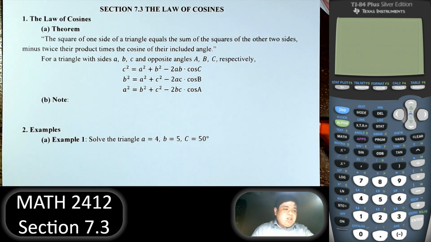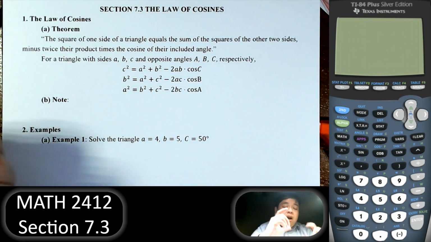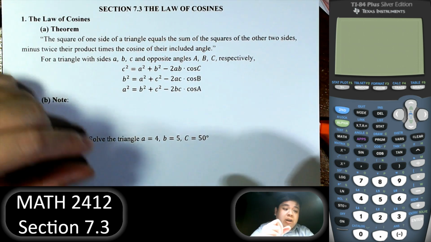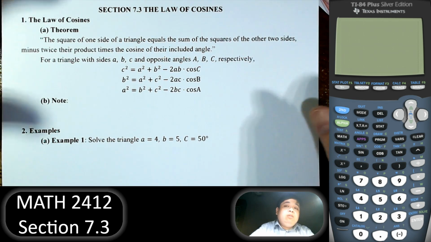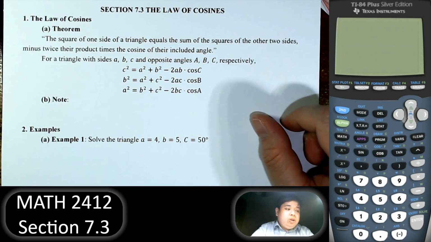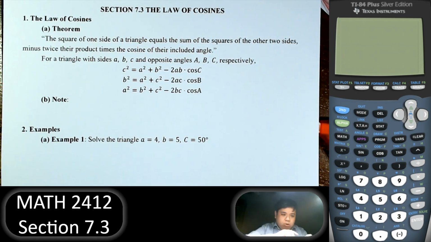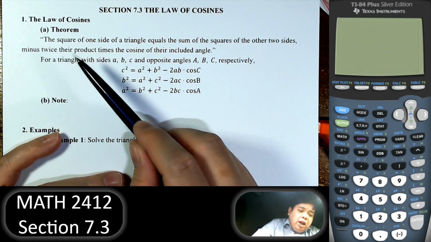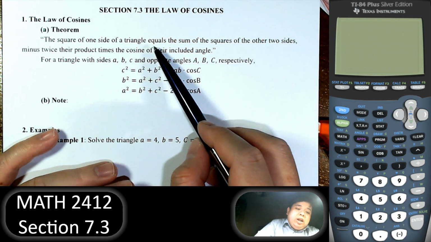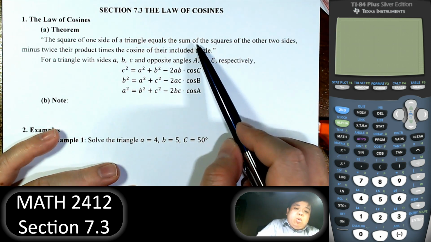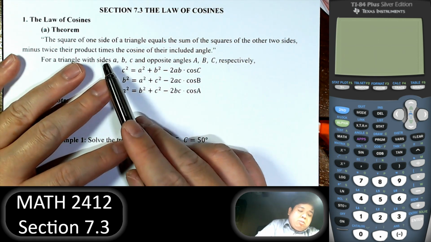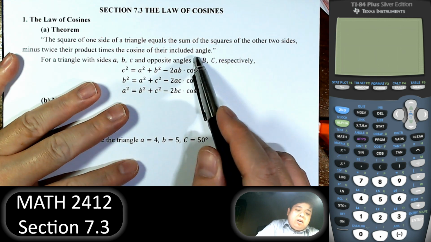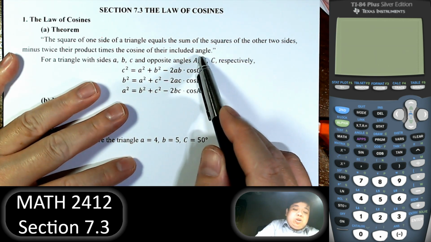So in the previous section we had the law of sines, and we use the law of sines when we have a pair of opposite angle and side. So when we cannot use the law of sines, then of course we will use the law of cosines. The law of cosines states that the square of one side of a triangle equals the sum of the squares of the other two sides minus twice their product times the cosine of the angle between the two sides.